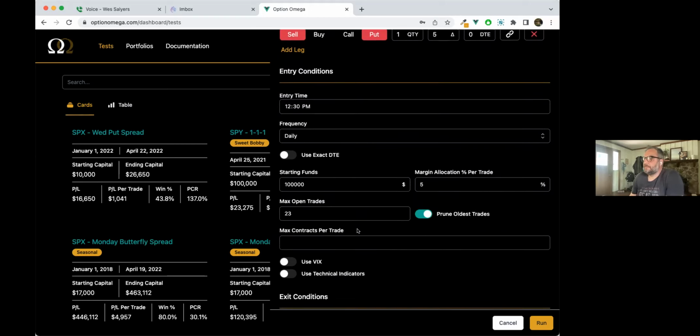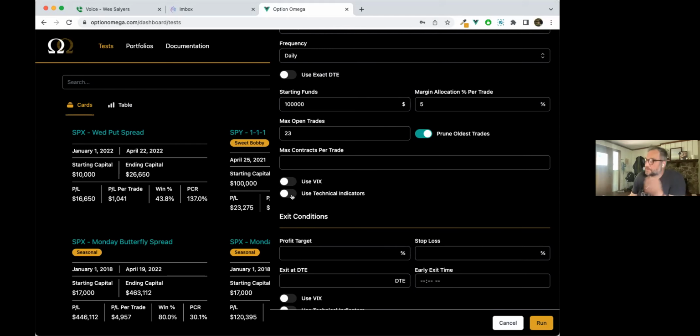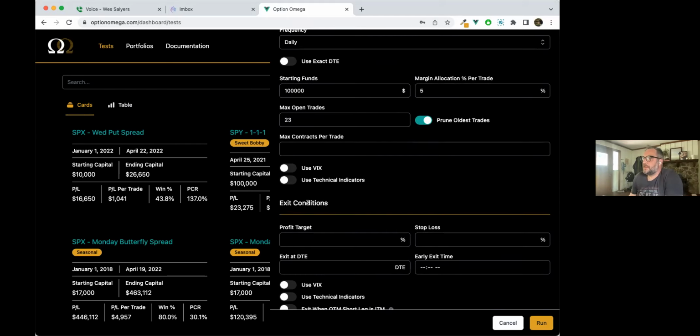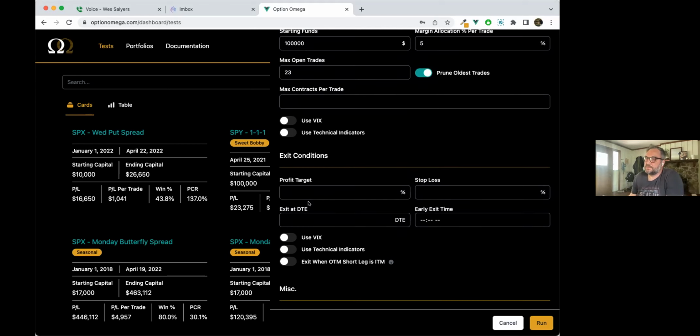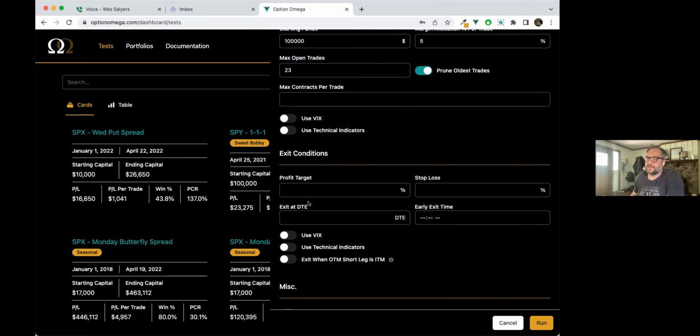No worries. And yeah, you can change all this stuff. We have technical indicators and we have VIX, and you can enter on certain conditions, where you say, I don't want to put this on if the VIX is under 15 or under 20 or something like that. That'll definitely change your results through time, especially in 2018.